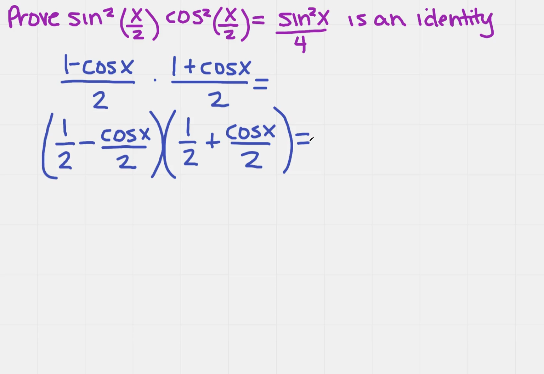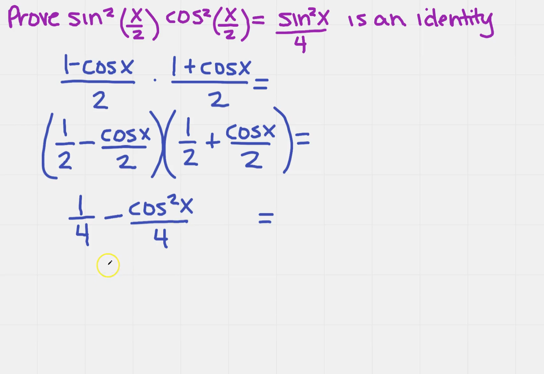And by using FOIL, I know that the middle terms are going to cancel. So I'm going to get 1/2 times 1/2, which is 1/4. And then the inside and the outside are going to cancel. So the last term, when we multiply it together, we get minus cosine squared x over 4. Oh, this is looking pretty cool, right? I'm getting closer. I've got that 4 on the denominator, which is what I'm looking for on the right.